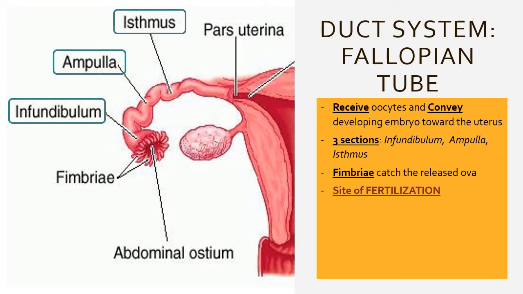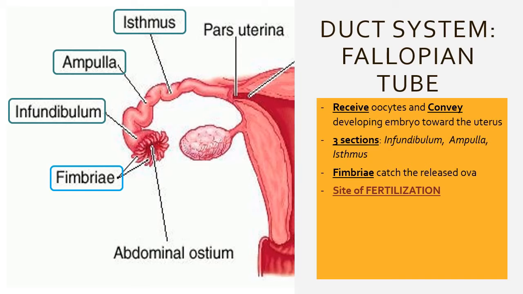At the end of the fallopian tube, there are tiny finger-like projections that partially surround the ovary. These are called the fimbriae. The fimbriae will catch the ova that is released by the ovary during ovulation. It creates fluid currents which carry the released ovum to the uterine tube.